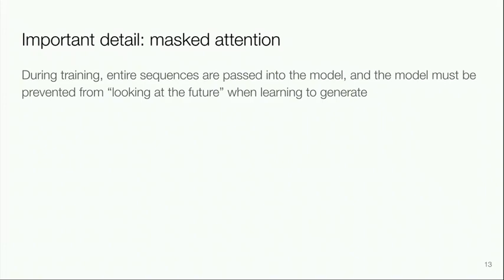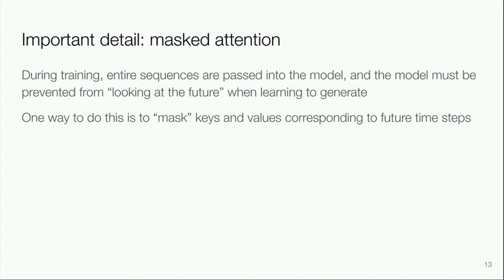This is obviously not helping it learn how to generate things, so I need it to only look at y_0 when generating y_1, and y_0, y_1 when generating y_2, and everything up to y_{t-1} when generating y_t in general. So this is what I need to be able to enforce. And one way to do this is to mask keys and values that correspond to future time steps. So what does this end up looking like?